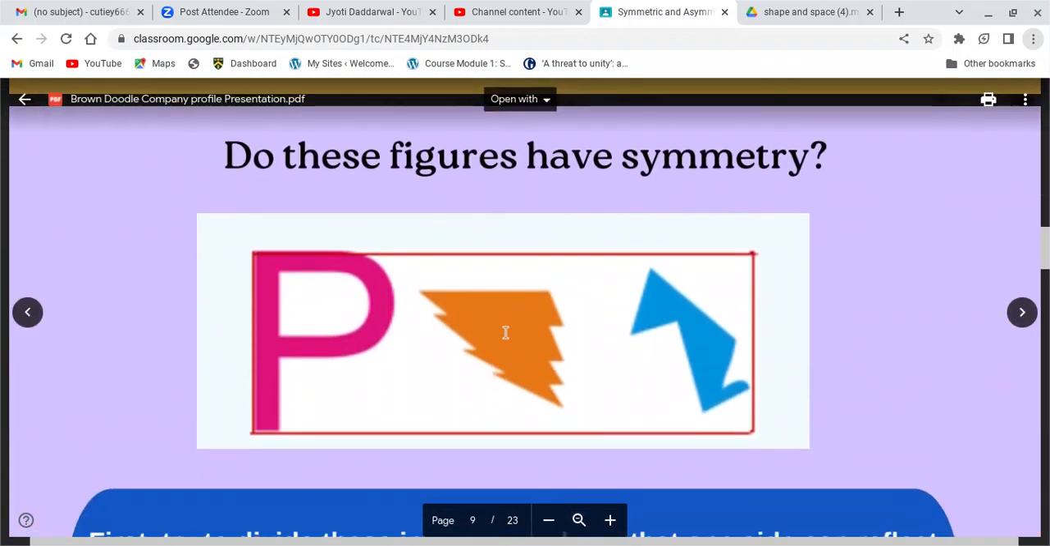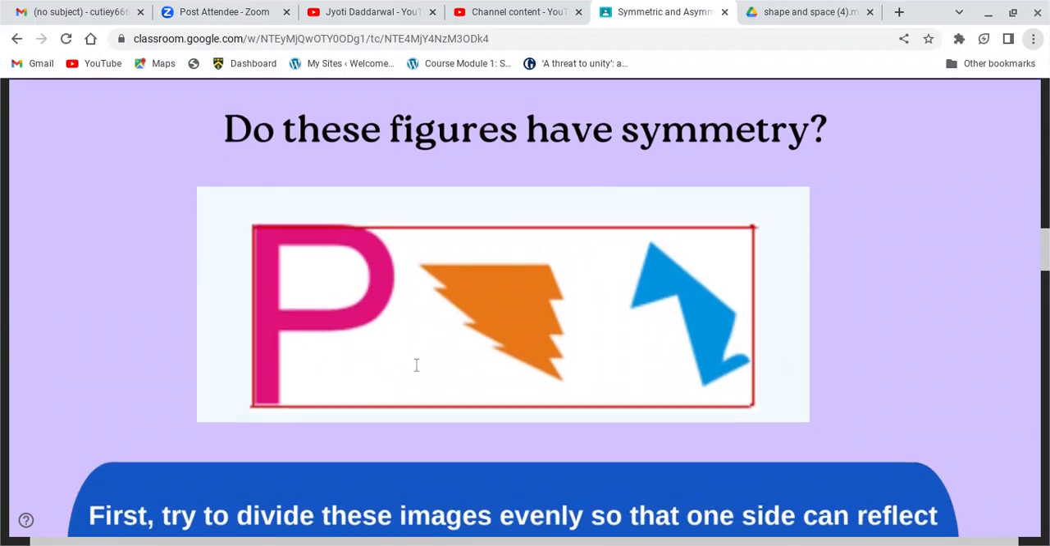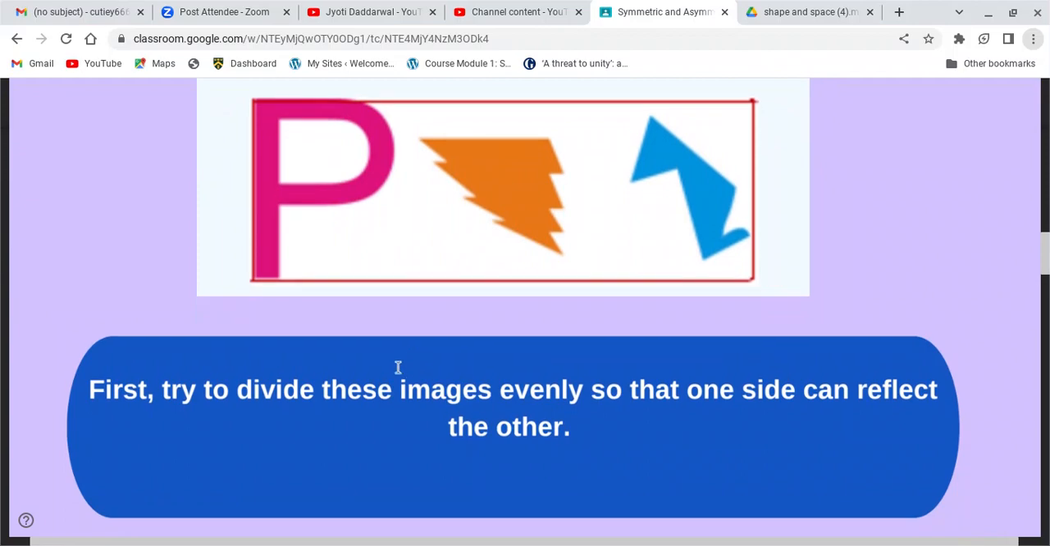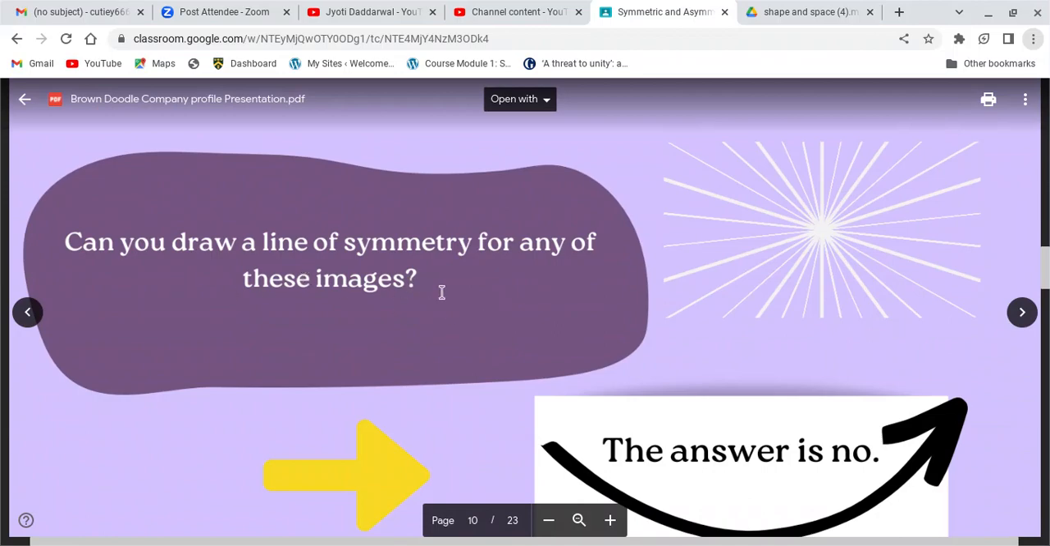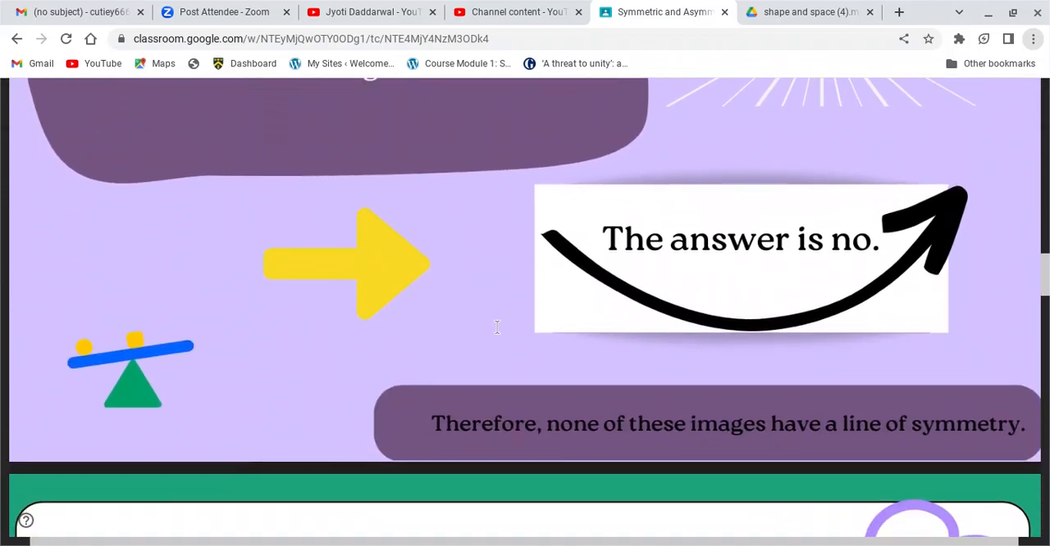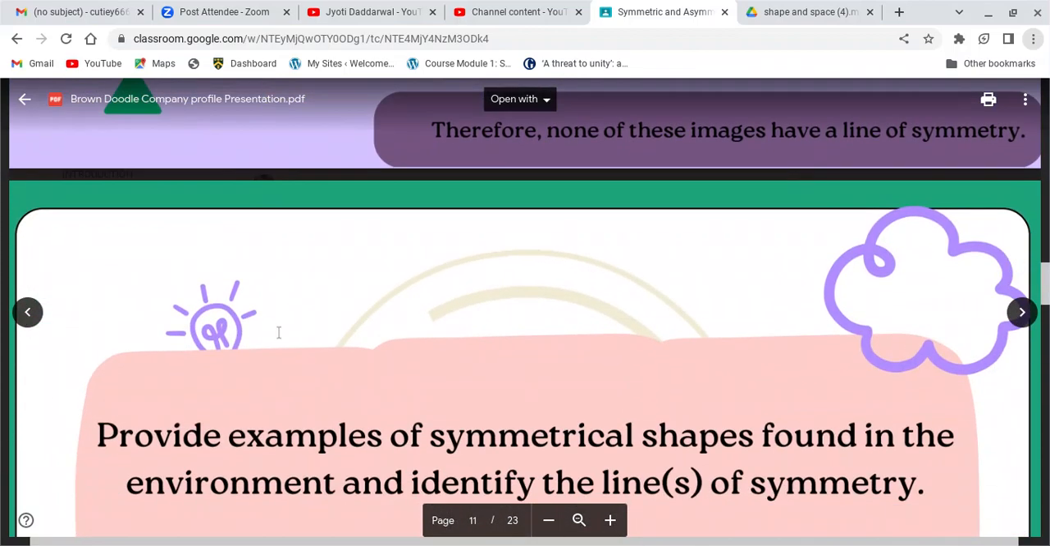Then I give them some figures. I just want to know whether they are able to recognize the asymmetricity or not. Then I ask them to divide these into two equal halves. Then I asked, can you draw a line of symmetry in any of these images? The answer is obviously no. Then I told them no image has a line of symmetry.